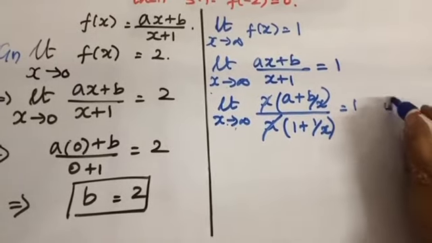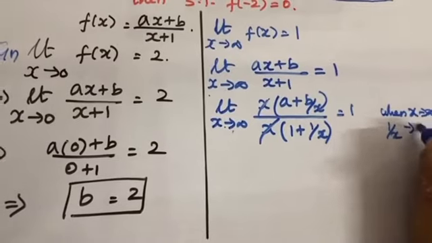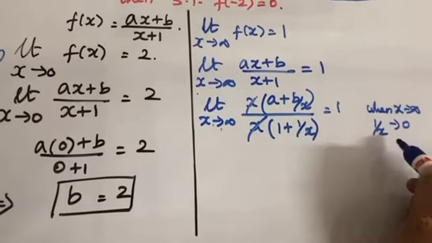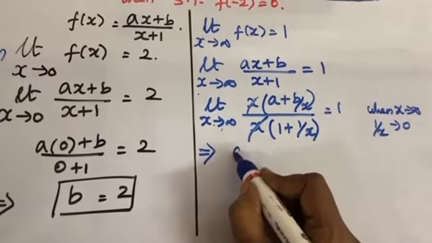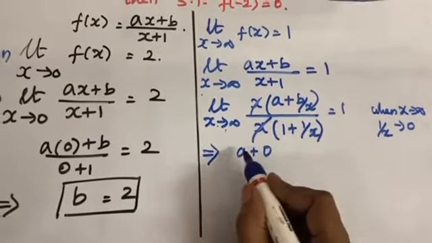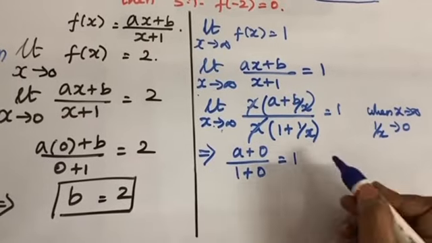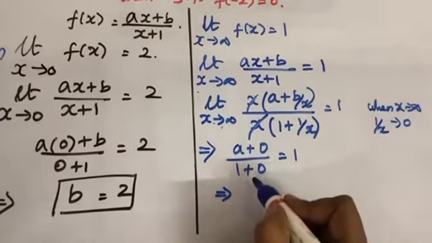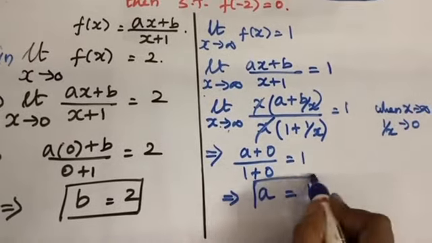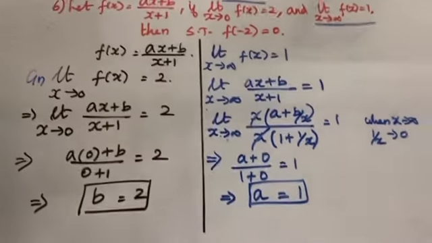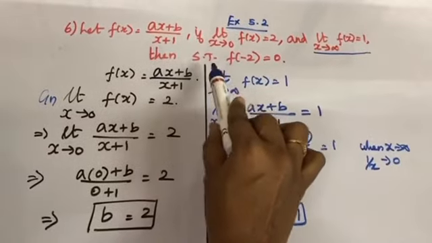When x tends to infinity, 1 by x tends to 0. So while applying the limit, here a plus 0, b by x will become 0. In the denominator, 1 plus 0, that is equal to 1. That implies a by 1, that is a is equal to 1. So b is equal to 2 and a is equal to 1 we have found.